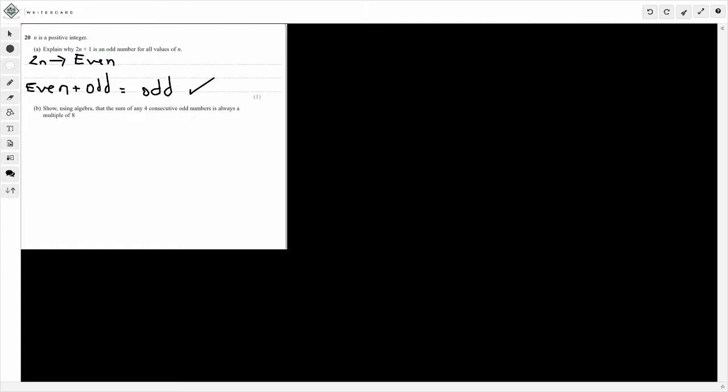And then for part B, we have to show using algebra that the sum of any 4 consecutive odd numbers is always a multiple of 8. So to give you a clue here, this is your first odd number, 2n plus 1. So that's 2n plus 1.